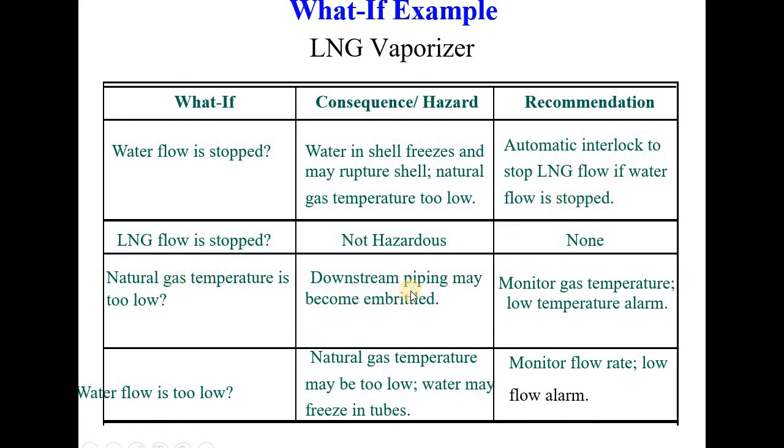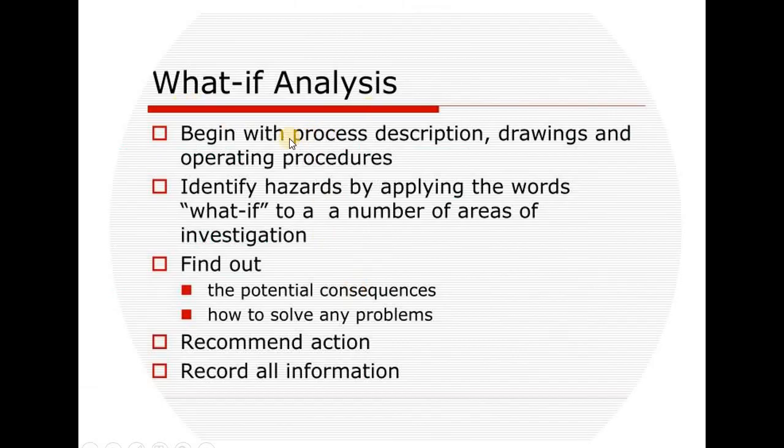Okay, and what is the hazard here? Sometimes there's a hazard, sometimes there's no hazard, and you don't need to take any action. But if there's something like downstream piping may become brittle, you need to monitor the gas low temperature. Or for example, if the water flow is too low, the natural gas temperature may be too low as well. Water may freeze inside tubes, so you need an alarm to monitor the flow rate. And maybe you add a controller system also for the flow. So this is the what if analysis.